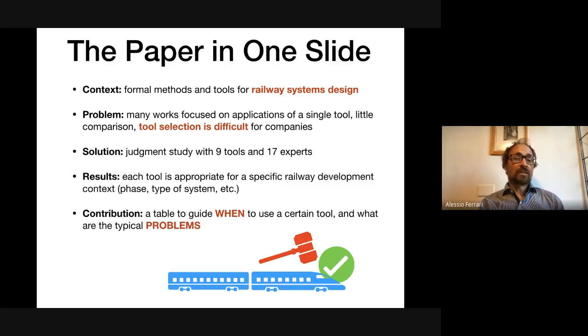The solution that we are providing is a judgment study with 9 tools and 17 experts with the goal of providing some guidance for companies that want to introduce formal methods within their development process. A result of this analysis is that each tool is appropriate for a specific railway development context that may depend on the phase of development, on the type of system that I need to develop, and other aspects. We contribute with a table to guide when to use a certain tool and what are the typical issues that may emerge when adopting a tool for system design.